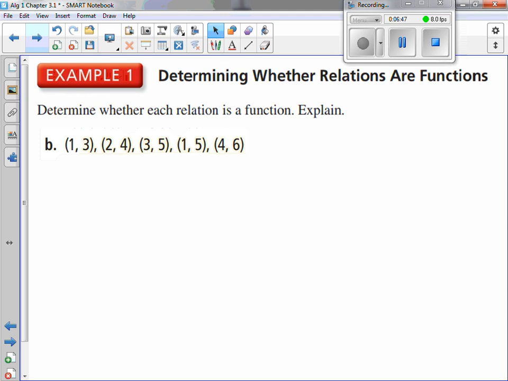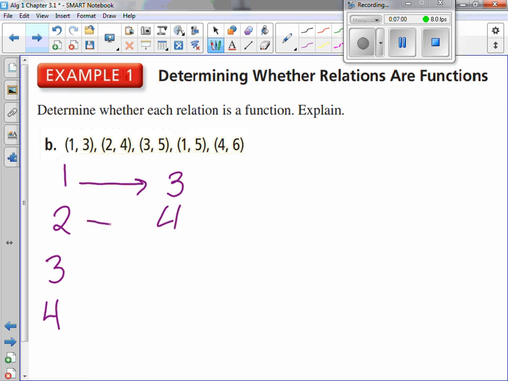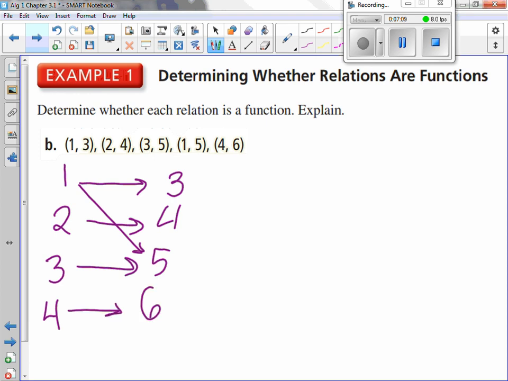Let's look at this one here. So I have 1, I have a 2, I have a 3, I have another 1, and then 1 goes to 3, 2 goes to, 3 goes to, 1 goes to, and 4 goes to.